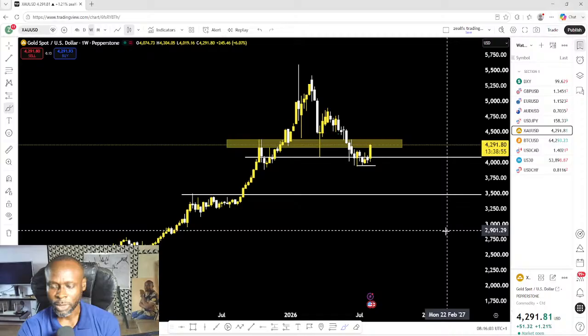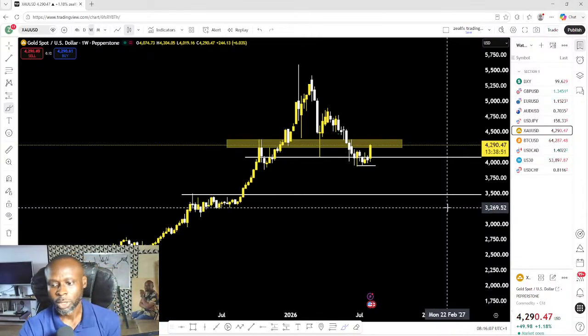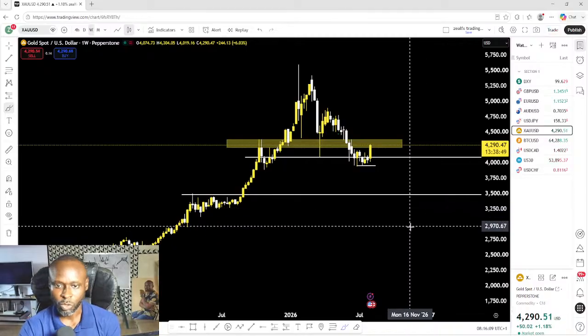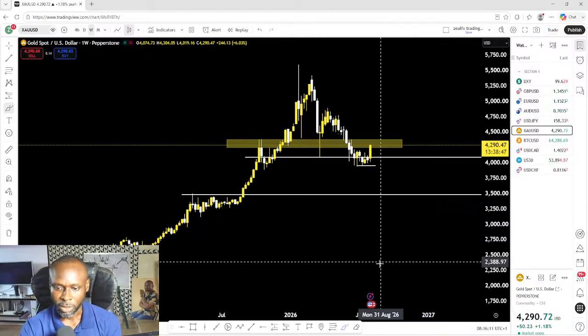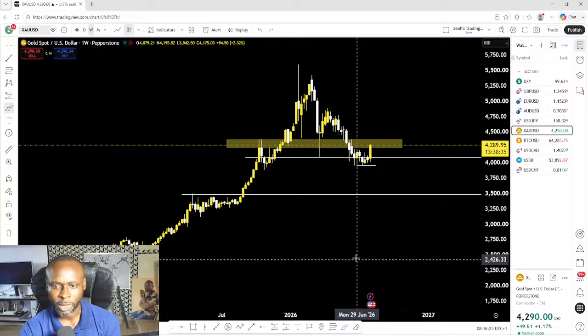Let's look at the gold USD. On my weekly time frame, we have a bearish structure. So long as we have this bearish structure on gold USD, we expect price to continue to drop lower.